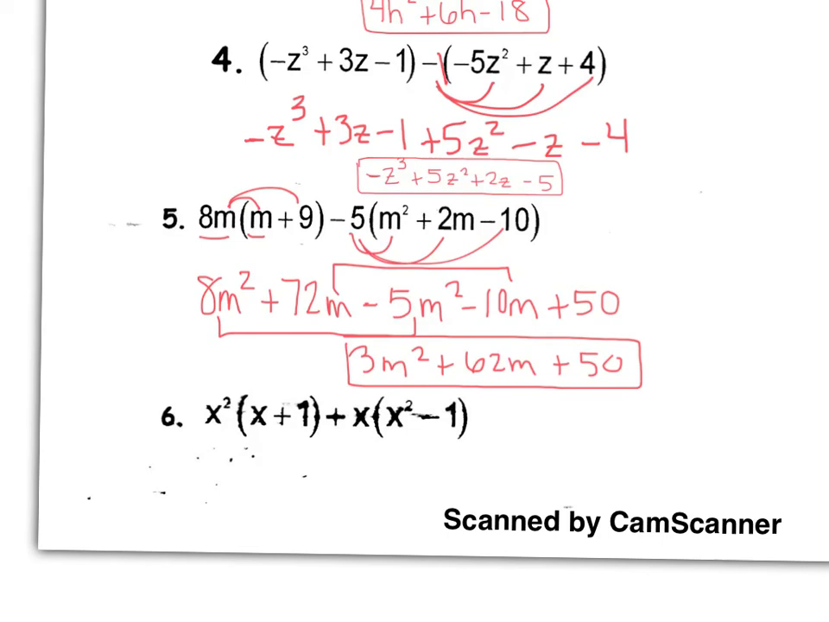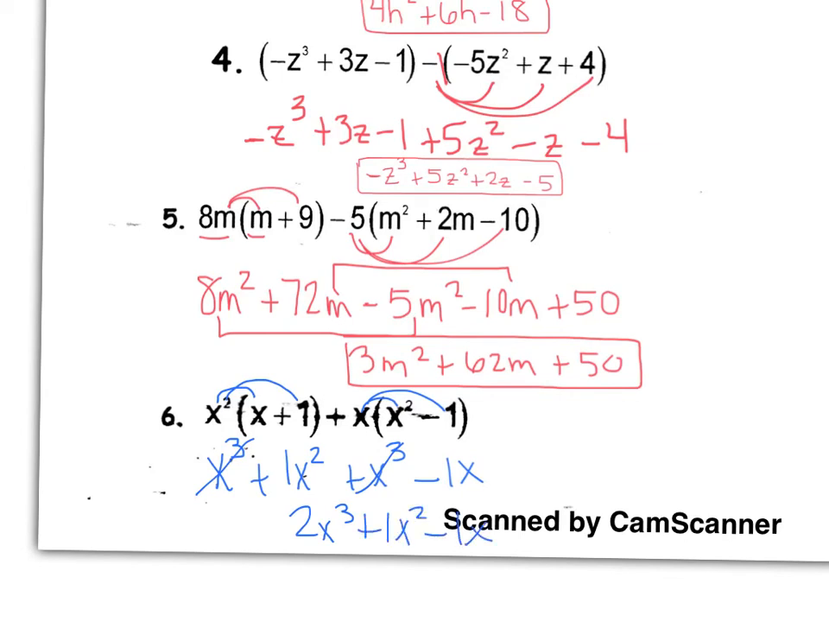Hit pause, then hit play when you're ready to check the answer. So I distributed both sides, remembering to add exponents. 2 and 1 makes 3. 2 and nothing makes 2. 1 and 2 makes 3, 1 and nothing makes 1. So I distributed the exponents. X to the third and x to the third make 2x to the third. And then I have 1x squared and then minus 1x.